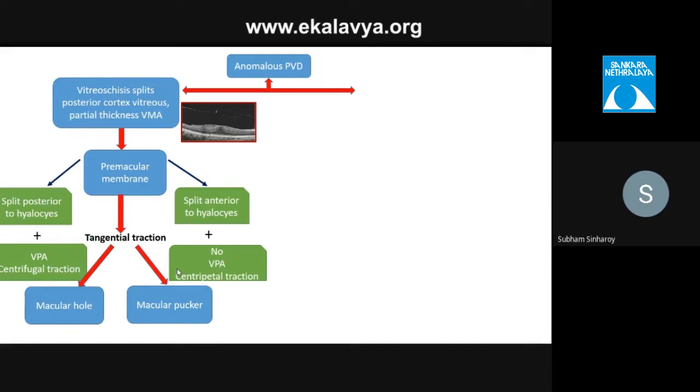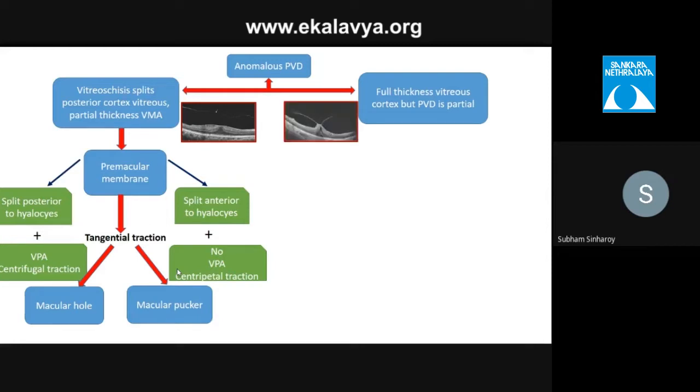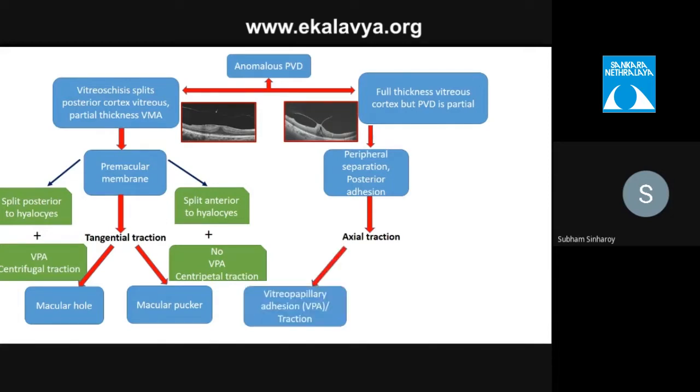In the second arm, there is an anomalous PVD, but the PVD is completed in the sense that the full thickness vitreous is separated, but the PVD is partial. That means in certain parts, the PVD is still yet to evolve. Like you see in the diagram, the PVD is full thickness, but there is still a perifoveal attachment with a traction. So if there is a peripheral separation and a posterior adhesion, it may lead to an axial traction. Finally, it may lead to either vitreomacular adhesion or an entity called vitreomacular traction.